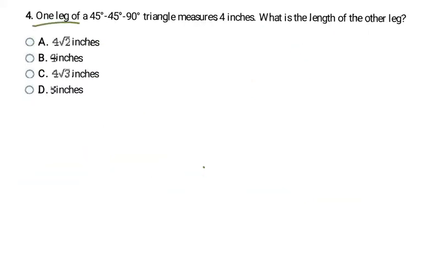This problem reads, one leg of a 45, 45, 90 triangle measures 6 inches. What is the length of the other leg? Well, in a 45, 45, 90 triangle, my legs are the same length. So if one is 4, the other one's 4. So my answer here is going to be B, and I don't have to do any calculations because I remembered that the legs are equal in a 45, 45, 90 triangle.